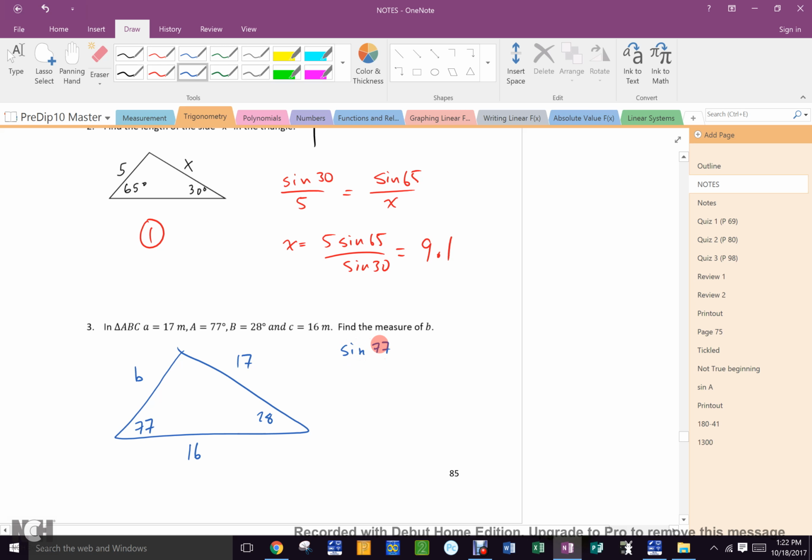Sine 77. Actually, I'll change order this time for the people that like to do this the other way around.